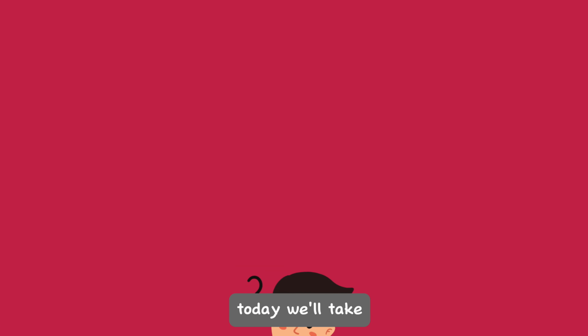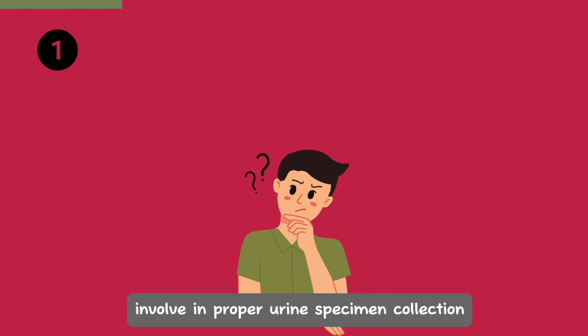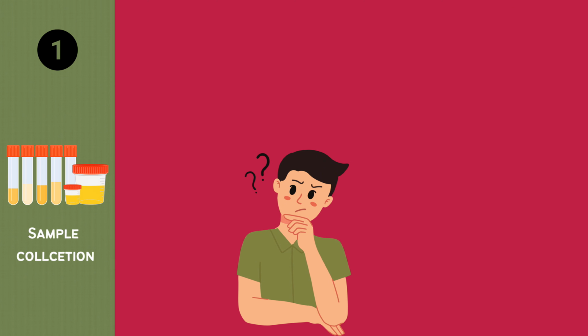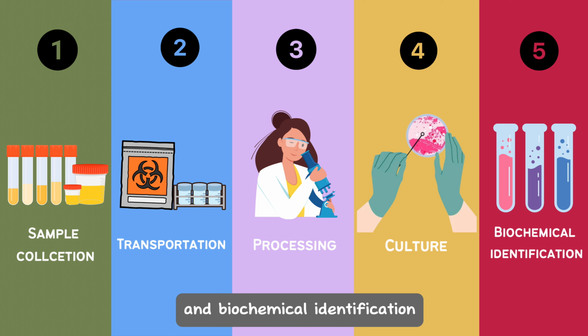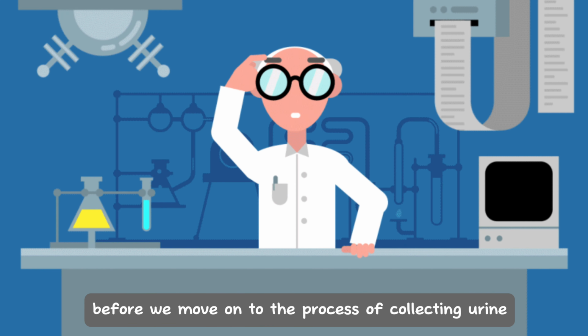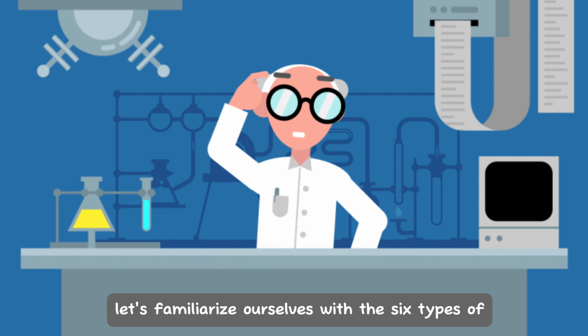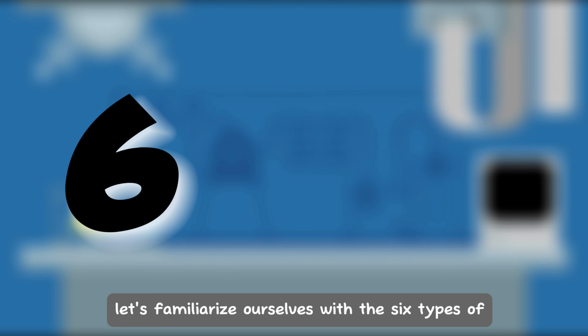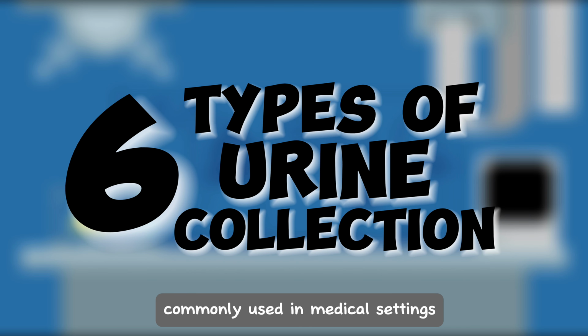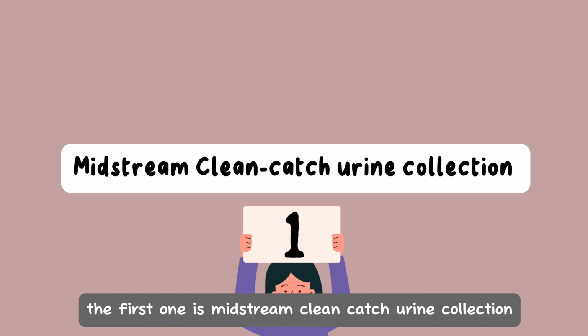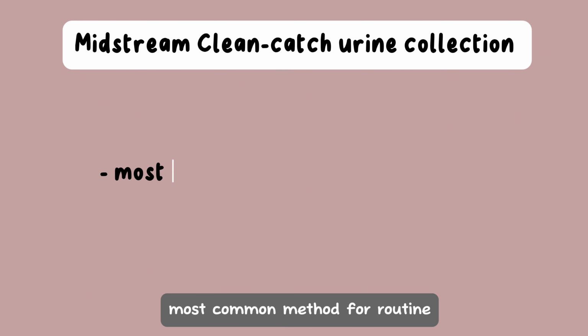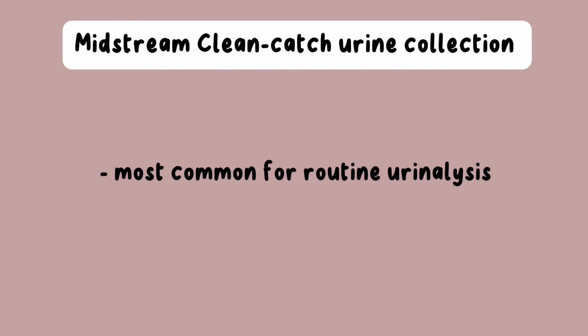Today, we'll take a closer look at the crucial steps involved in proper urine specimen collection, transportation, processing, culture, and biochemical identification. Before we move on to the process of collecting urine, let's familiarize ourselves with the 6 types of urine collection methods commonly used in medical settings. The first one is midstream clean catch urine collection. This is the most common method for routine urine analysis.